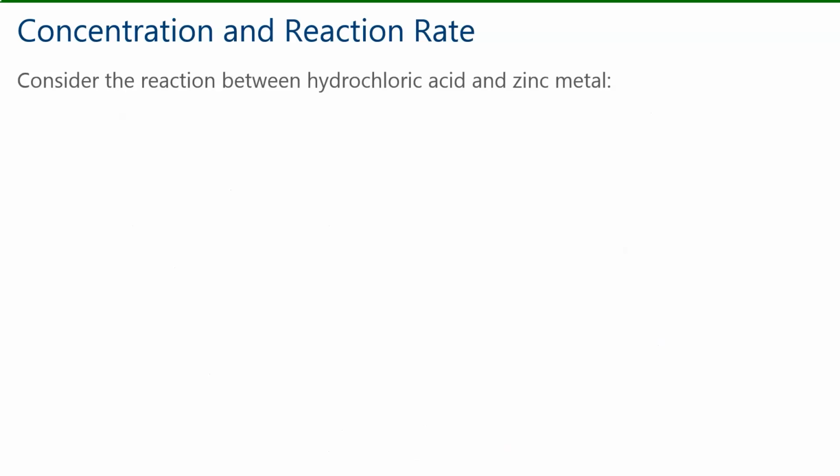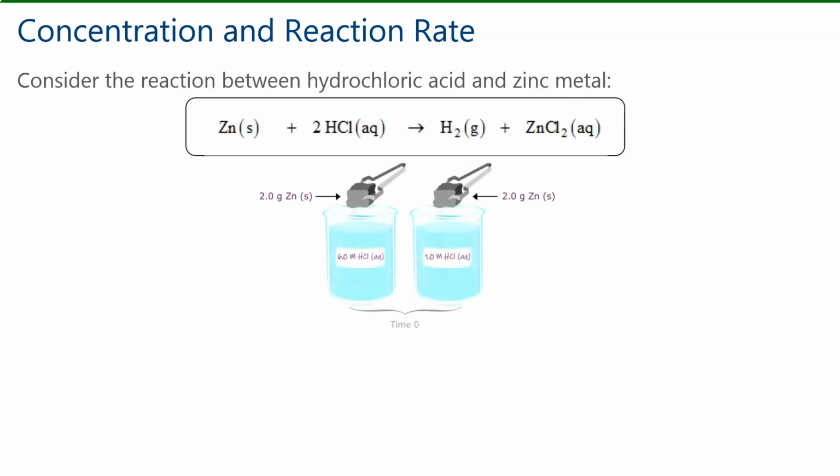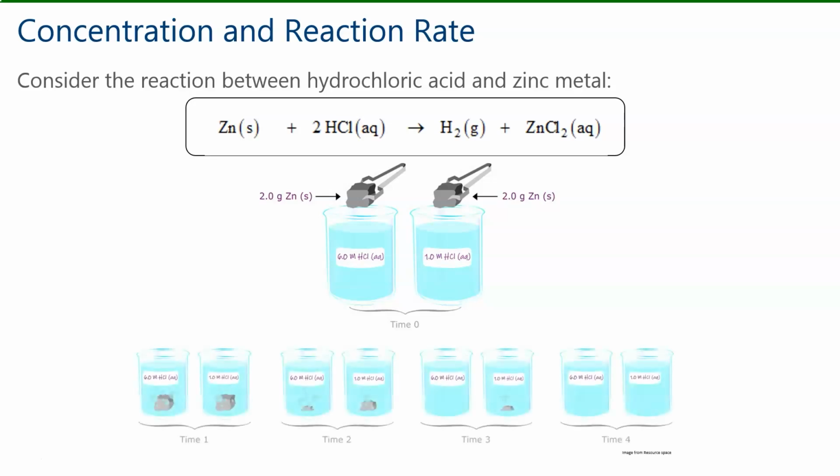Consider the reaction between hydrochloric acid and zinc metal. The reaction looks like this. So we have zinc metal added to hydrochloric acid, and we'll get the production of hydrogen gas and zinc chloride. Here you can see we have two beakers containing the hydrochloric acid. The first beaker is more concentrated hydrochloric acid than the second beaker. Both beakers are having 2 grams of zinc added to them. 4 observations were made of the beakers over a certain time period.